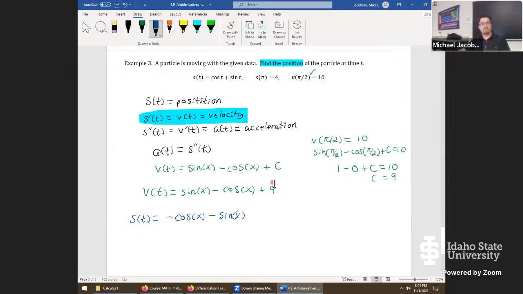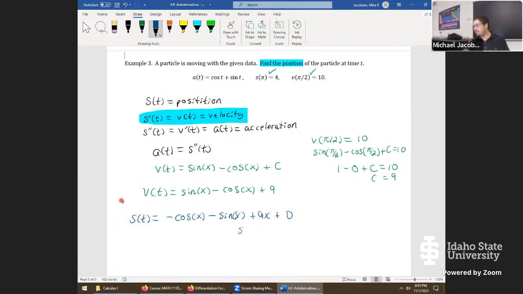Now we got through the worst of it. Antiderivative of 9 is 9x. We need a new constant. I'll label this one as d, just so it doesn't conflate in any way with the prior one, even though it's been solved. Now we have a position and we have an initial position, S at pi is 4. So we're just about ready to finish this one off. Any questions, folks, before we go to that last step?